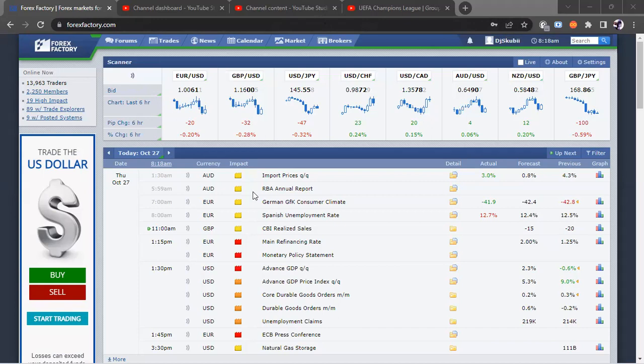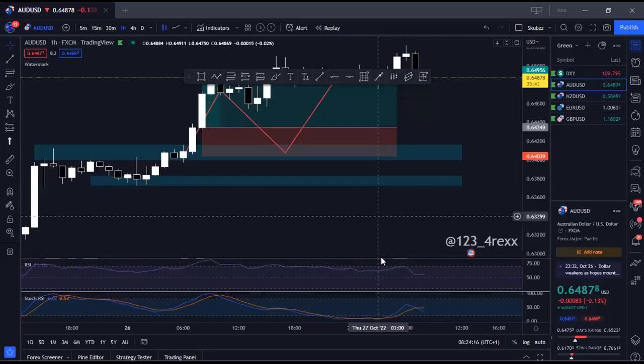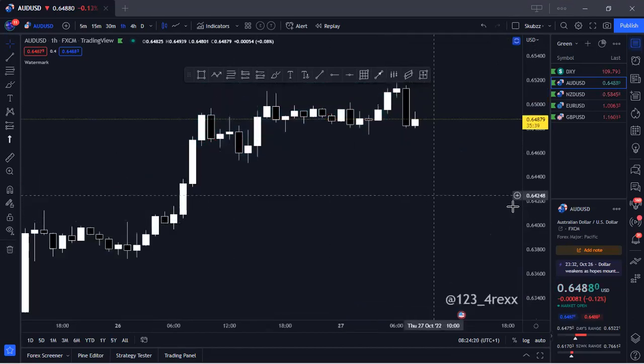Let's get into it. Fundamentals. We have news on the euro at 1:15, then USD at 1:30, and then another euro again at 1:45. It's a whole lot of high impact news today. Market is going to be crazy today. Anyhow, let's jump on our charts and see what we can get. Hope you guys can see my screen.